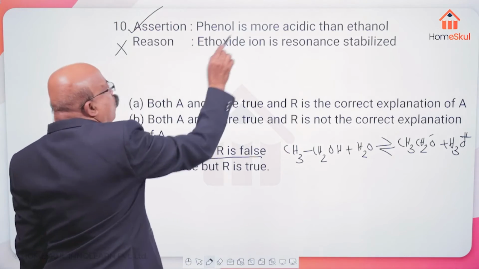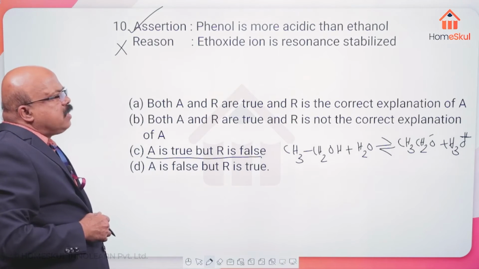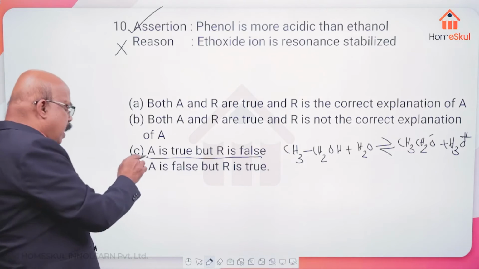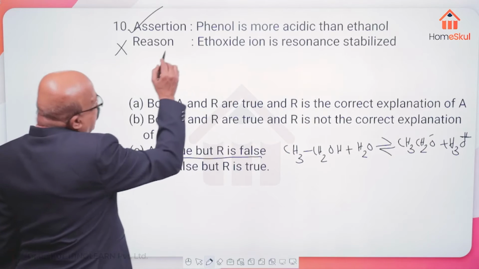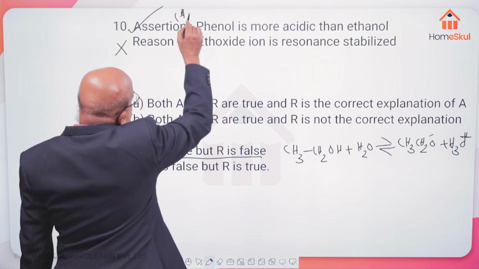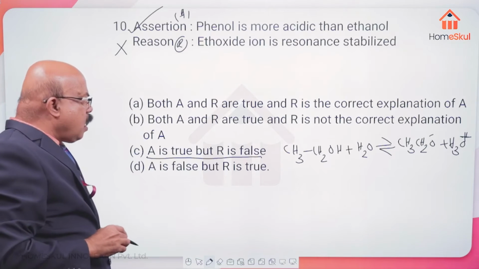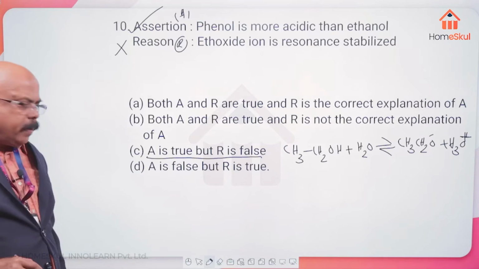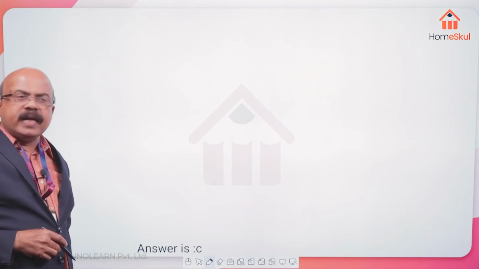If the assertion is correct, here phenol is more acidic than ethanol, but the reason, that ethoxide ion is resonance stabilized, is wrong, then the assertion A is true but reason R is false, and it is marked as C. Option C is your answer.